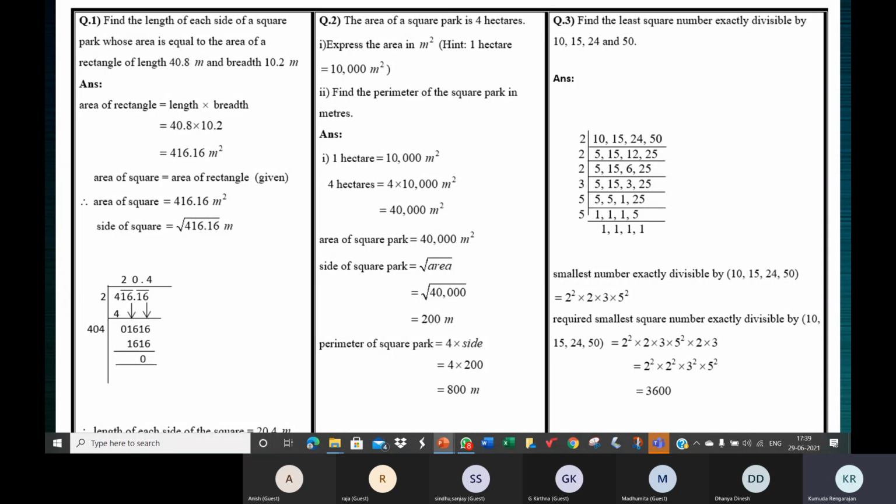Find the least number. Leave that word square. Find the least number exactly divisible by 10, 15, 24, and 50. So the LCM is the least number. What is the LCM here?